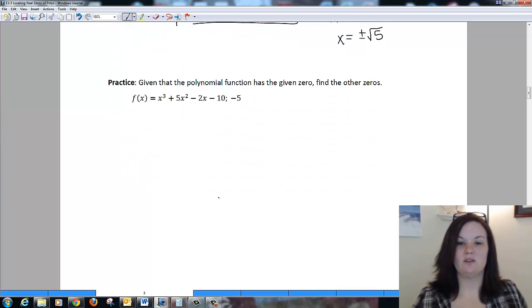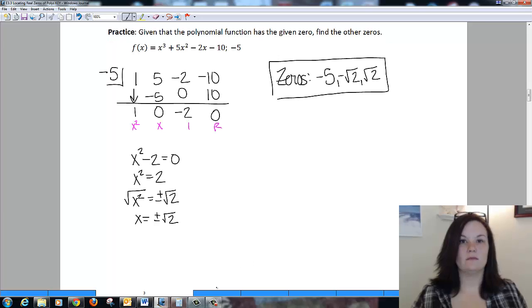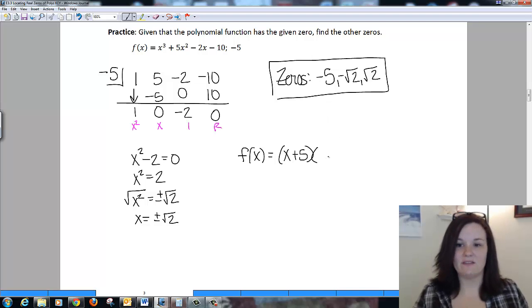All right, so there's one for y'all to try. I'll give you a minute to work on it, and then we'll go over it. Okay, so on this one, they give us the 0 of negative 5. So we do synthetic division with negative 5, which leaves us with the polynomial x squared minus 2. So if I wanted to write out this f of x function, we already have the factor x plus 5, which we know if we solve that, we get the negative 5 they gave us. The remaining factor that we got by doing synthetic division was x squared minus 2.